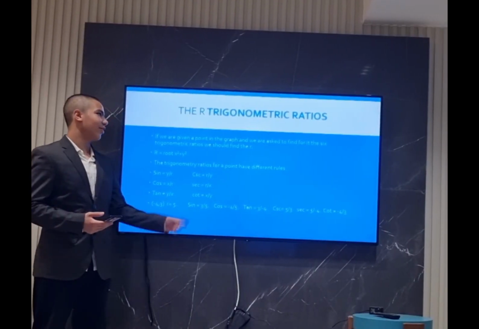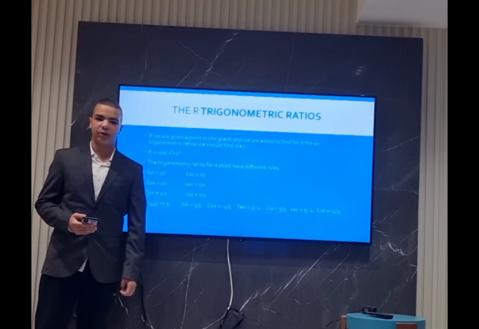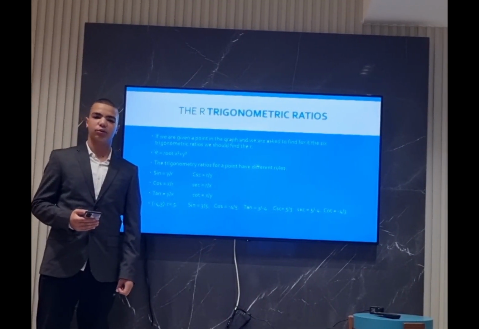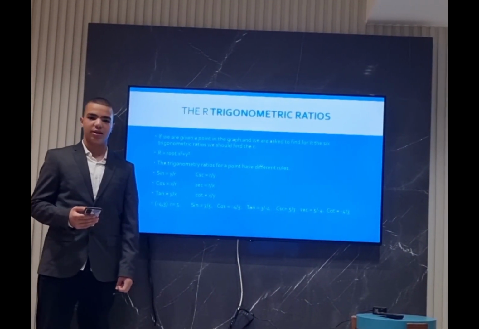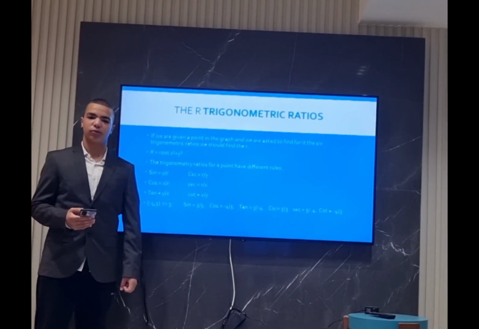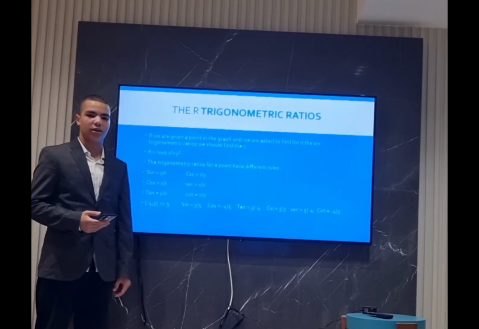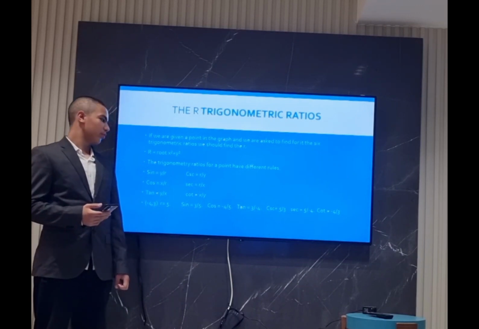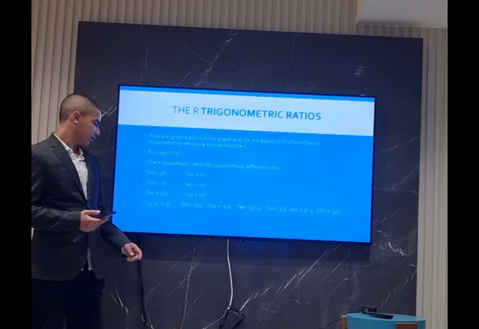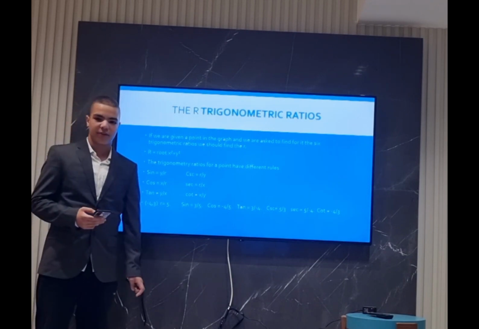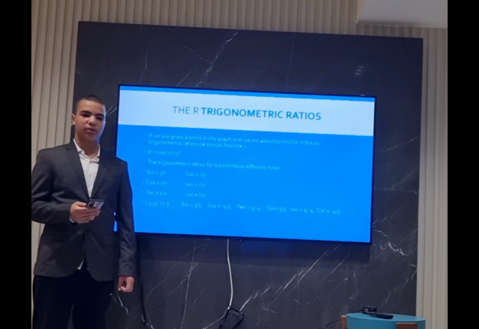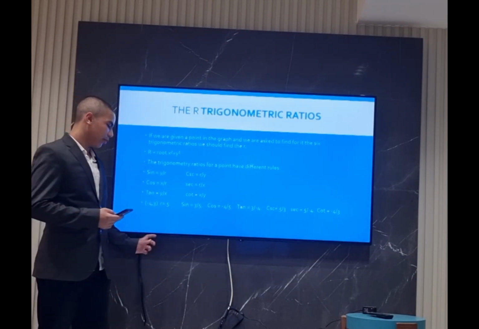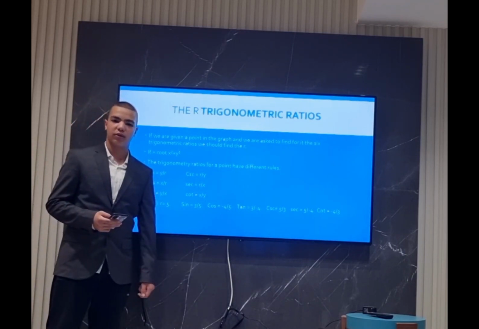Now we have the trigonometric ratios. If you are given a point in the graph and we need to find the 6 trigonometric ratios, there are certain rules that we need to follow. First, we need to find the r, and the r is equal to square root x power 2 plus y power 2. So if you are given the point negative 4 and 3, the r is equal to square root negative 4 power 2 plus 3 power 2. The r will be equal to 5.